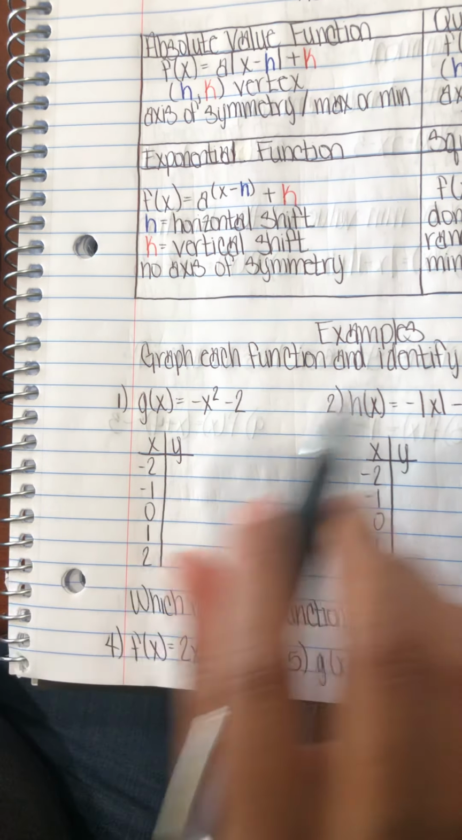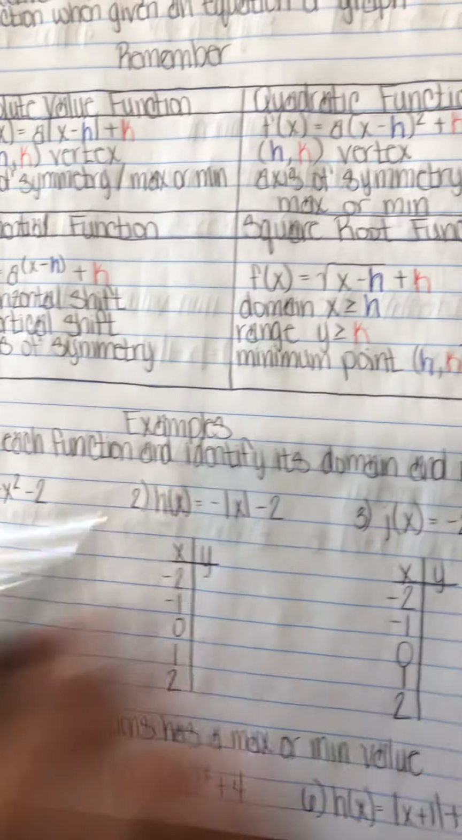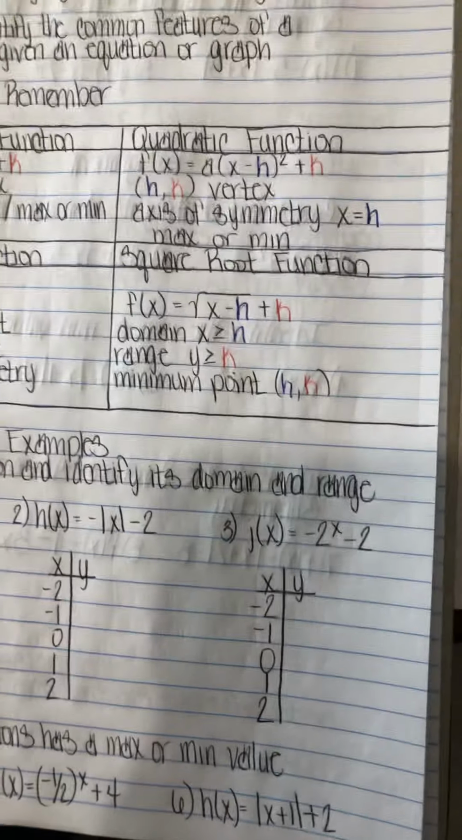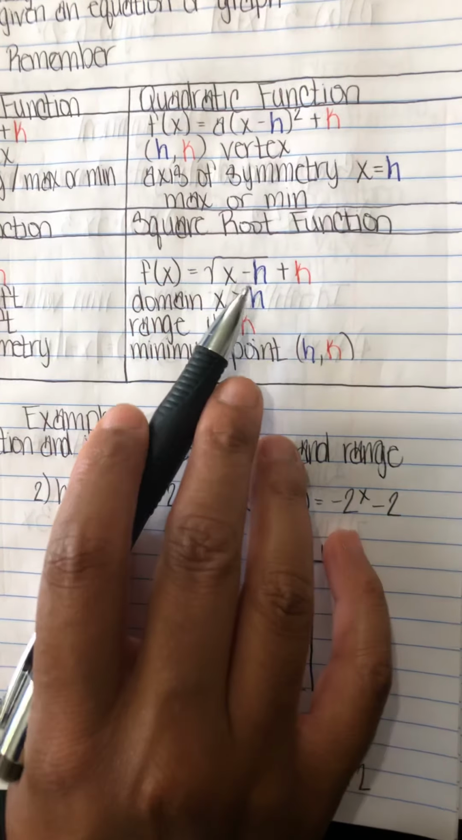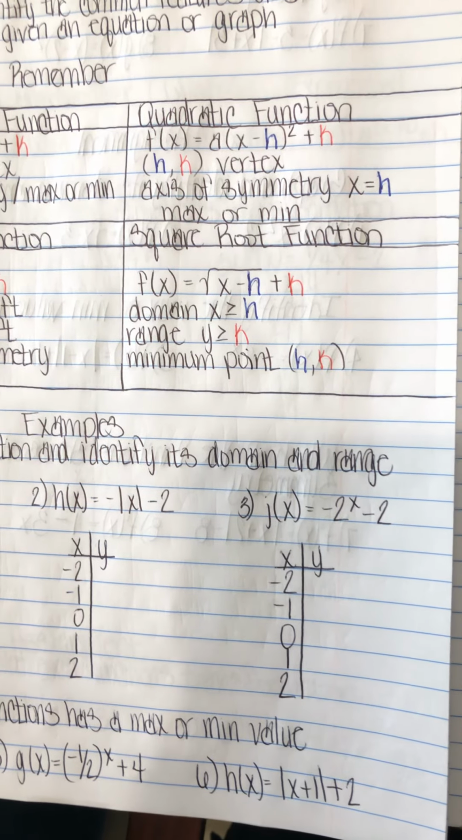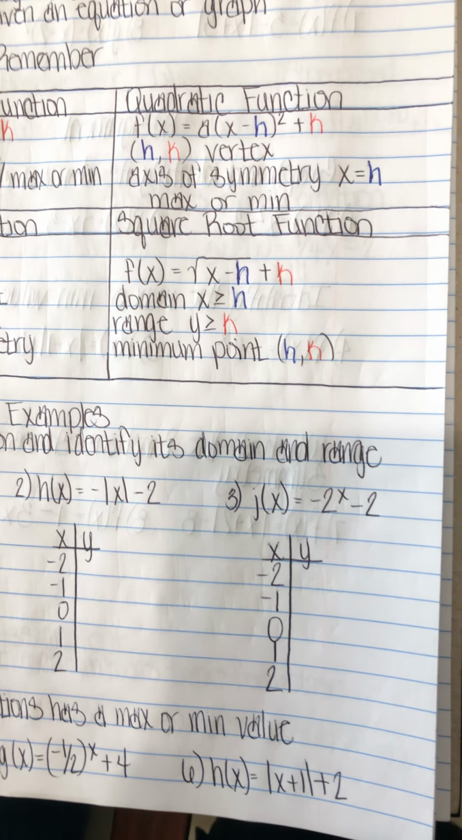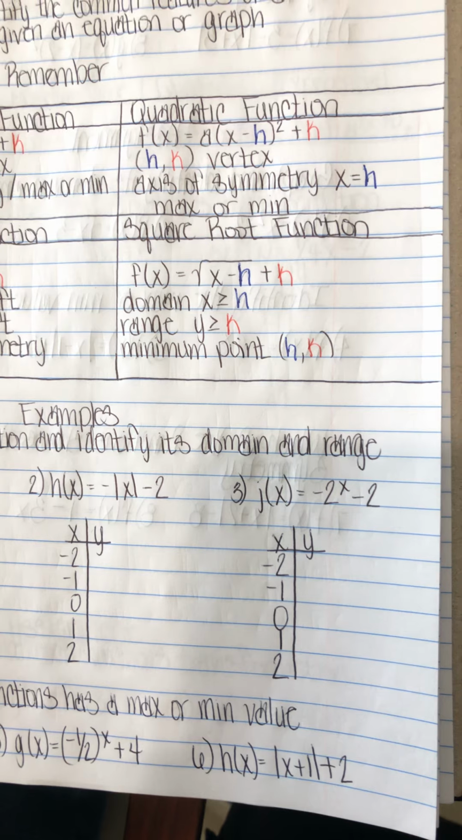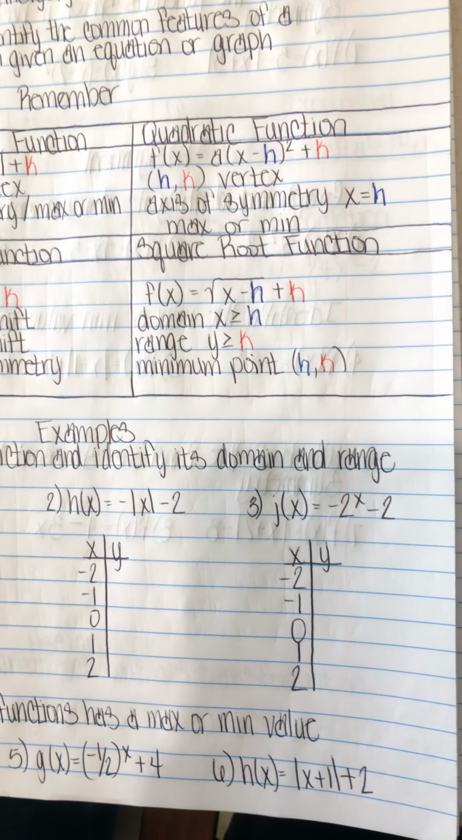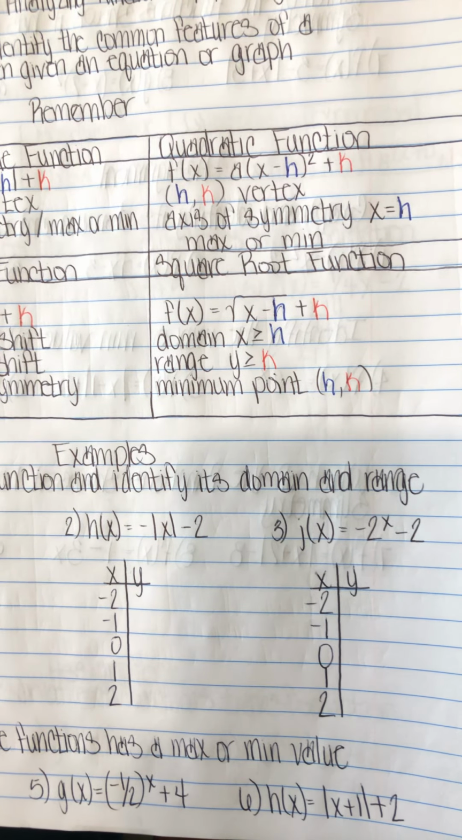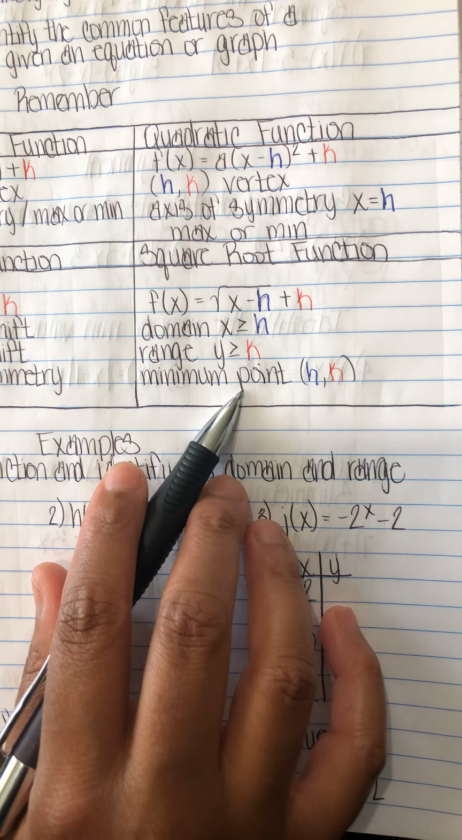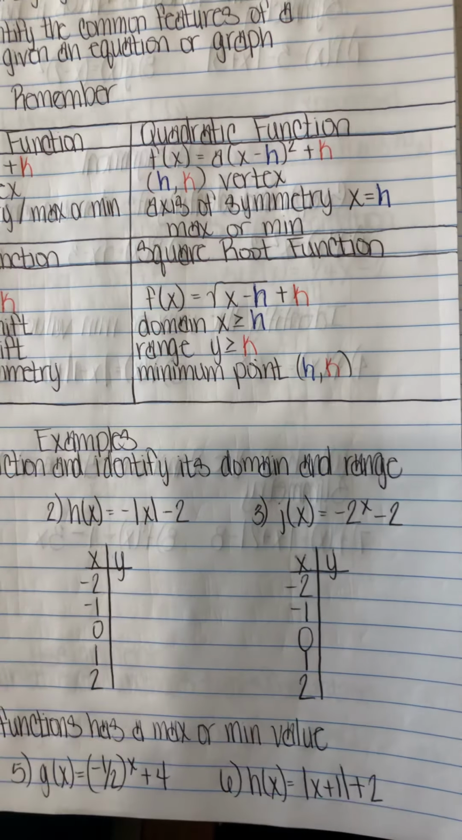Now, for a square root function, it works the same way, kind of like exponential. H and K is still going to be what your vertical and horizontal shifts will be. Your domain will be your H, and your K will be your range. Your minimum point will always be your H and K.